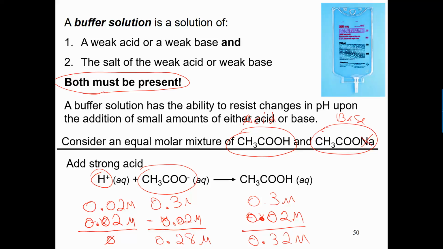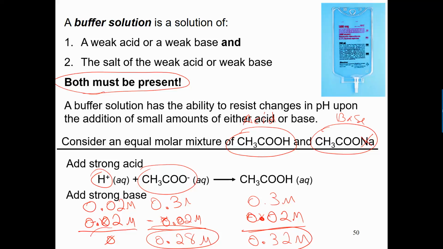So after I find the adjustments, I find the new molarities of the acid and the base in the solution after addition of an acid or a base, I can then recalculate. The acidity is going to slightly increase because the acid is now higher than the base.